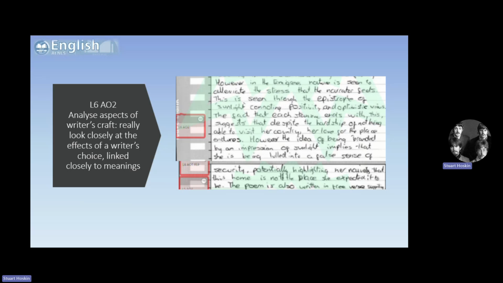That being brought in as part of the discussion takes that even further and confirms the level 6. Okay? By then saying that actually this might highlight her naivety. So it does alleviate the stress, but it may actually be a slight problem.